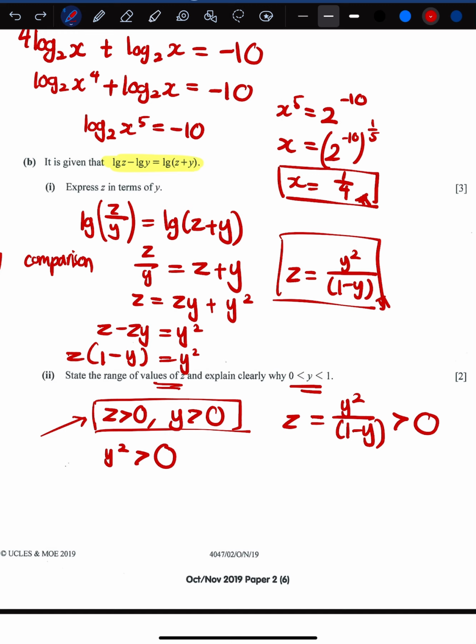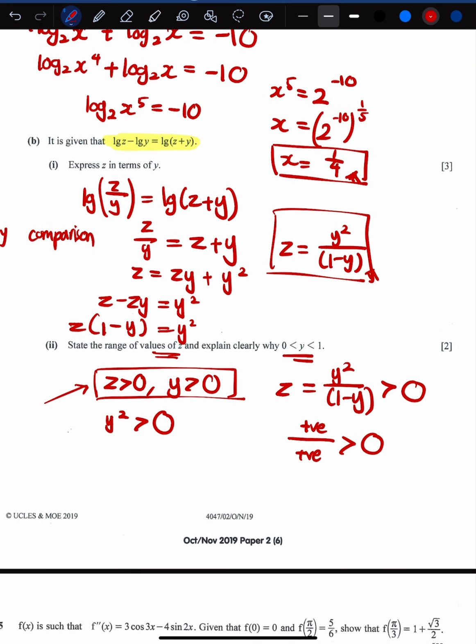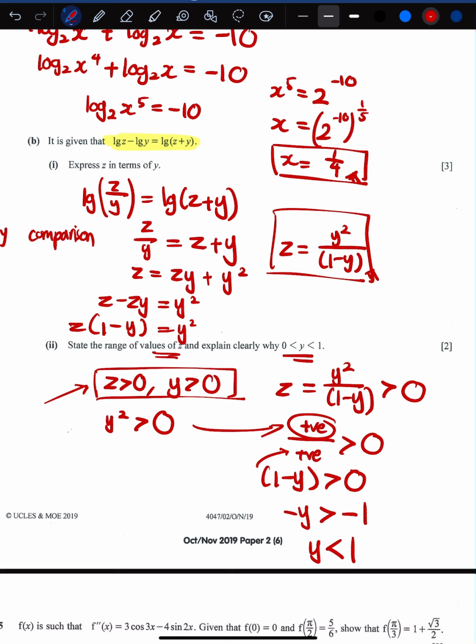And over here, in order for this term to be more than 0, right, we have a positive term on the top, right? This is the positive term at the top. We also need a positive term at the bottom for this to be more than 0. And this positive term at the bottom needs to be that of 1 minus y to also be more than 0, right? Because this is my numerator, this is my y square. Now I also need my denominator, which is my 1 minus y, to be also greater than 0. And as such, when I rearrange it, I get negative y is greater than negative 1. And y must be less than 1.